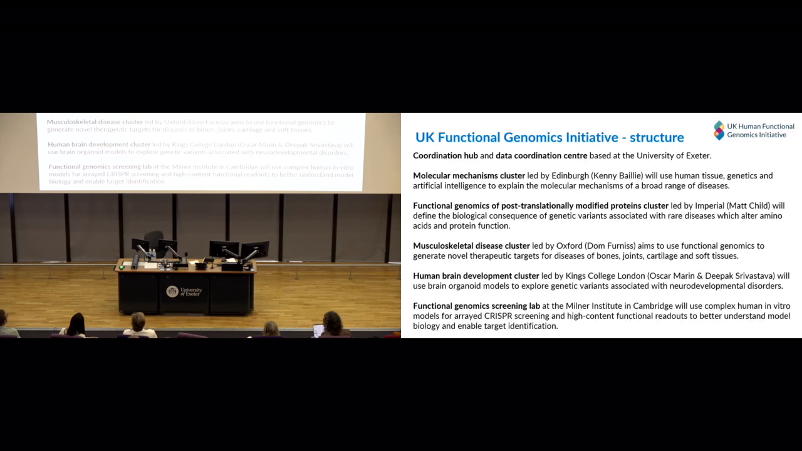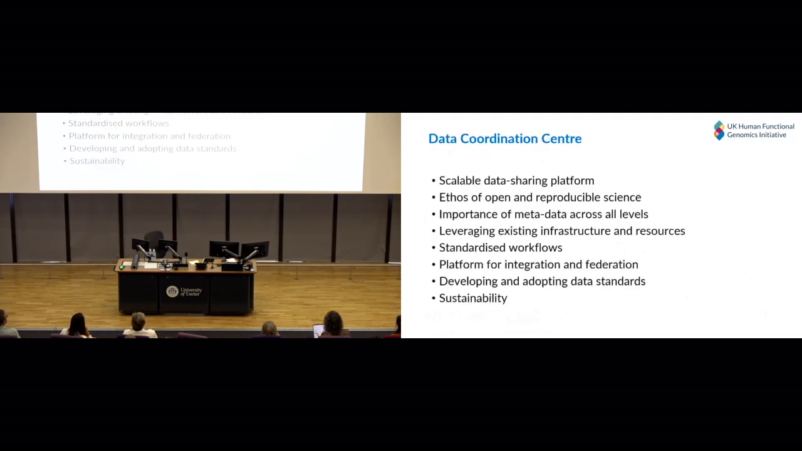There's a cluster based at Imperial led by Matt Child, and he will give an introduction to the work that's taking place within his cluster later today. There's a musculoskeletal disease cluster in Oxford led by Dom Furness, and then a cluster at King's College London that's really focused on developing infrastructure for brain organoid models to explore genetic variants associated with neurodevelopmental disorders. And then finally, we have the Functional Genomics Screening Lab, which is based at the Milner Institute in Cambridge, and Nicola will give an overview of that setup and how people in this community can interface with them and make use of those facilities and infrastructure.